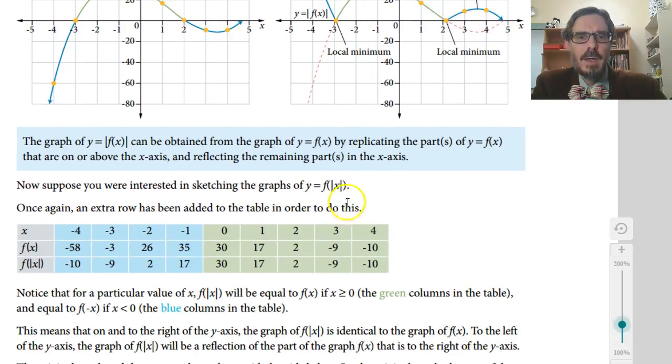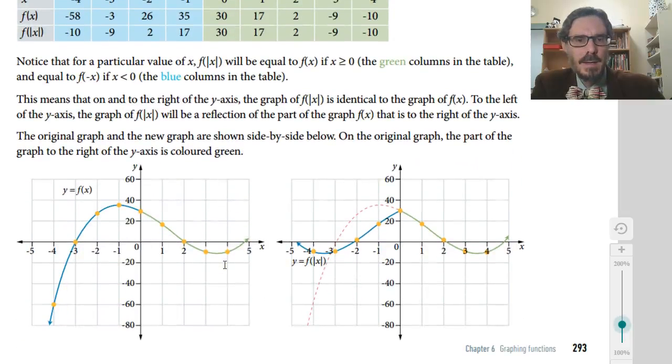But what about f of mod x? What's that going to look like? Well, again, you can do a table of values. f of mod x is going to say, instead of looking at -1, I'm going to get the value that I had when it was 1. Instead of looking at f of -2, I'm now going to look at f of 2. Instead of f of -3, I'm now going to get the value I had at f of 3, and so on. So I'm actually going to get a symmetric graph around 0.